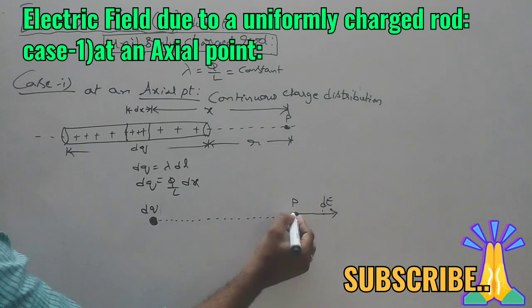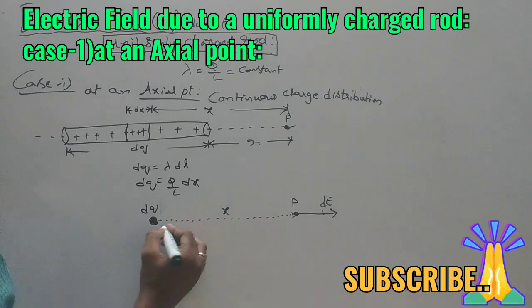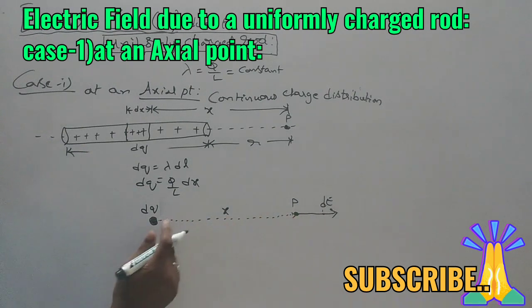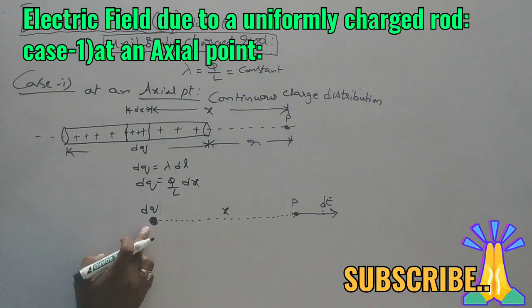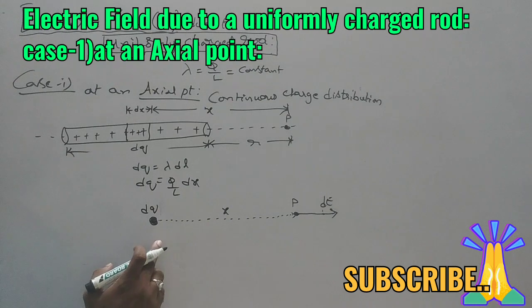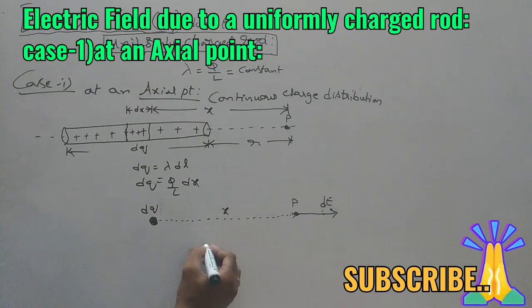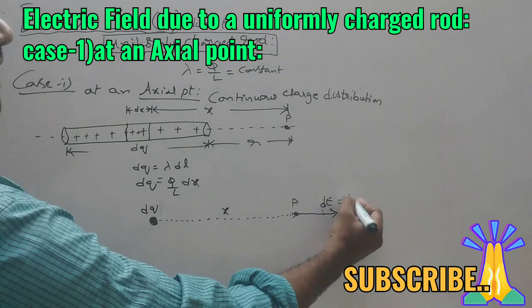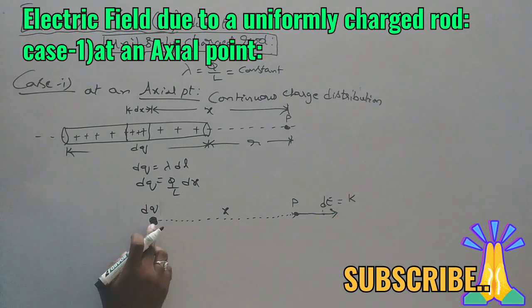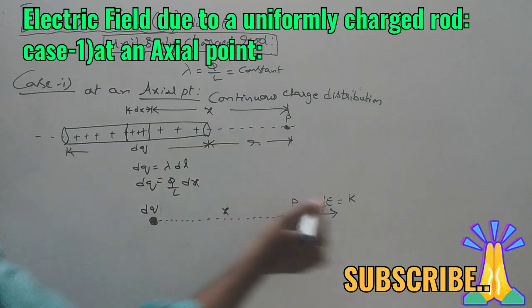Here let us suppose this is the distance x. X bar is the position vector of point P from the small point charge dq. As we already know, the electric field due to a point charge is given by dE equal to k into dq, like kq by x square we learned. But here q is dq.